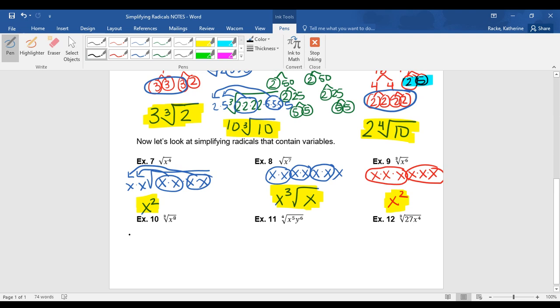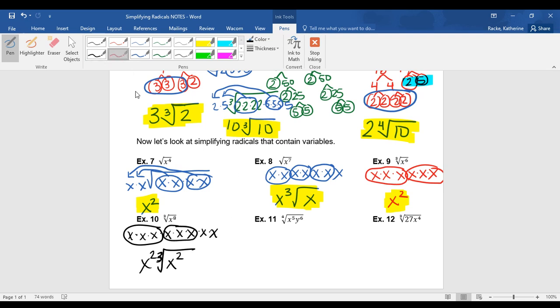Example 10, now I have 8 x's. Groups of 3, so there's 1 there, and I have 1 here. So I have 2 groups of 3, x squared, and then I have 2 left over. So if I have 2 left over, I'm putting x squared on the inside as well because there's still 2 x's. Pulled out 2 groups, and then I have 2 left. Don't forget that 3 there to let me know that it is a cube root and not a square root.